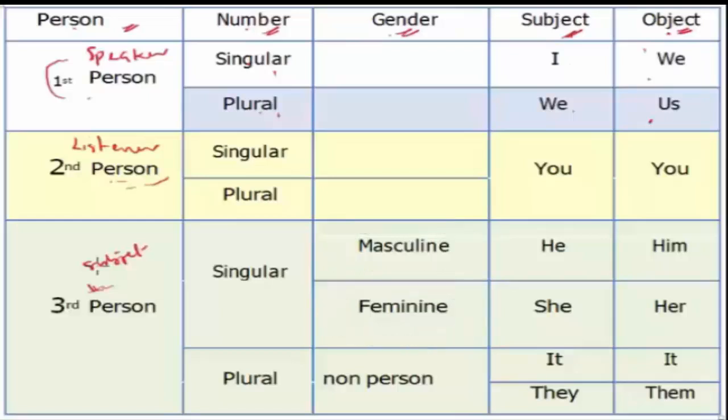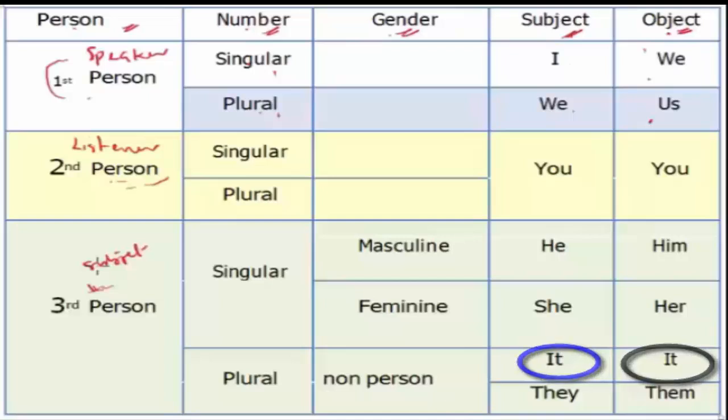And then we have the pronouns we use for non-persons. Like a thing: you use it to refer to non-living beings. You can't use she for a table. You can't use he for a chair, but you can use it because they are non-living beings.